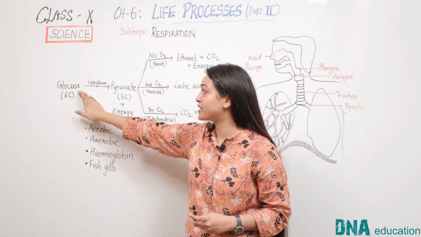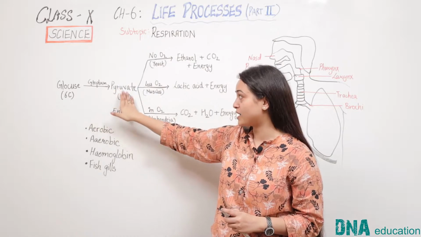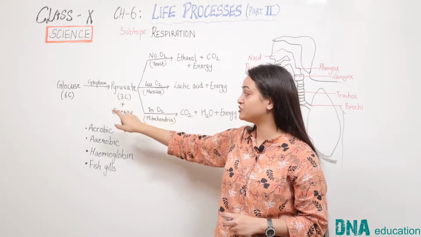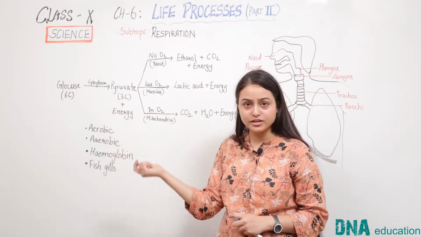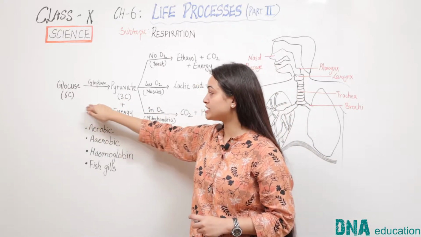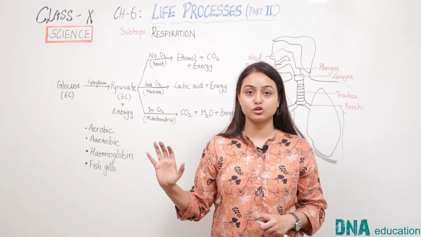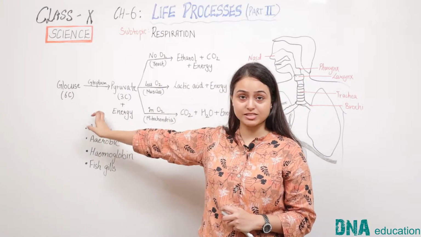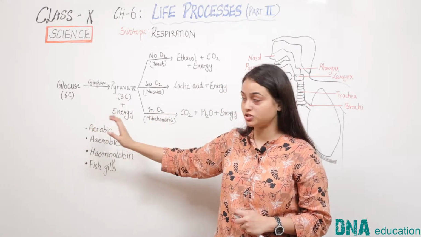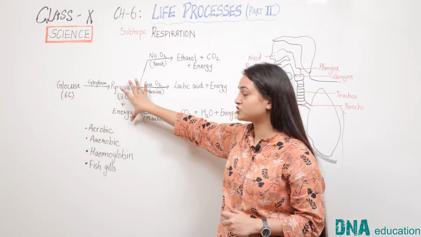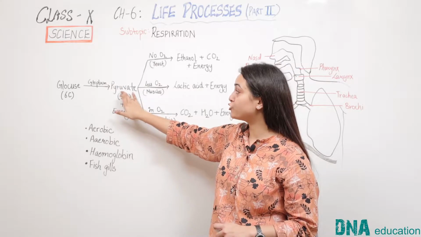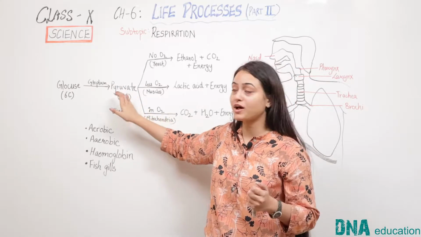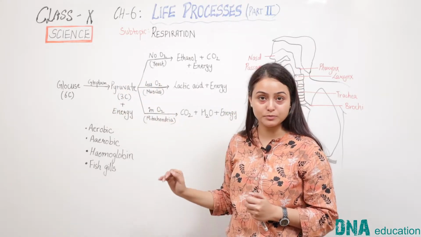So glucose breaks down in the cytoplasm into pyruvate, which is a 3-carbon molecule, and in this process some energy is released. This process takes place in all cells of our body, and it takes place in the absence of oxygen. So this part of respiration is always anaerobic in nature. Now this pyruvate, which is formed in the cytoplasm, has 3 further pathways.